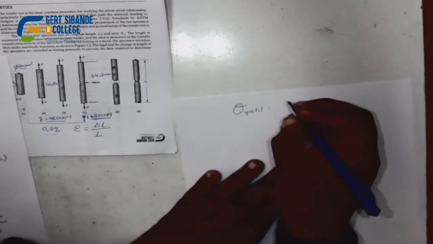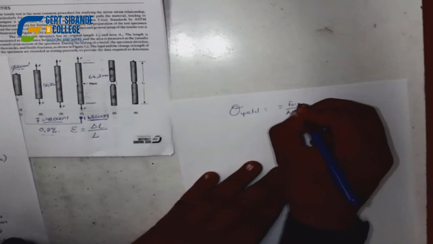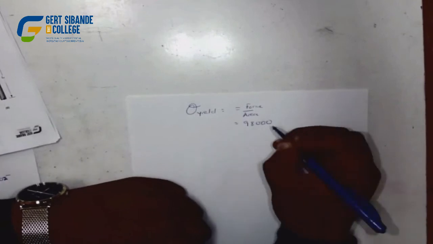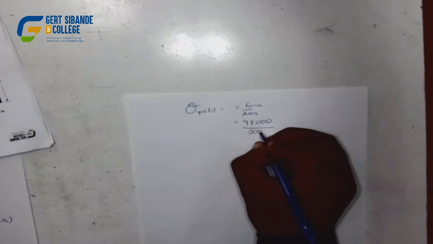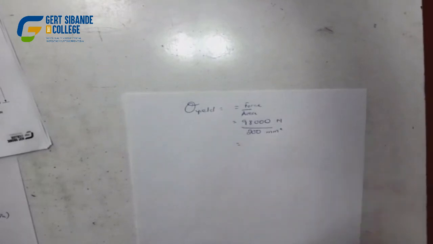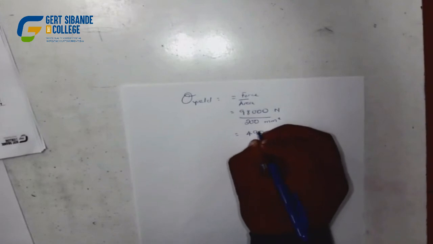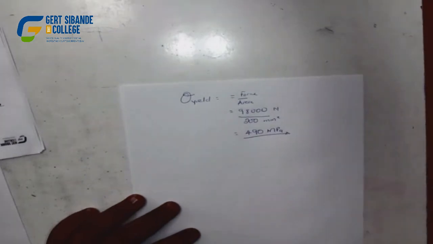For me to calculate the yield stress, I will need force over area, which will be 98,000 divided by 200 mm squared. The force is in newtons, so that will result in 490 megapascals. That will be my stress at the yield point.